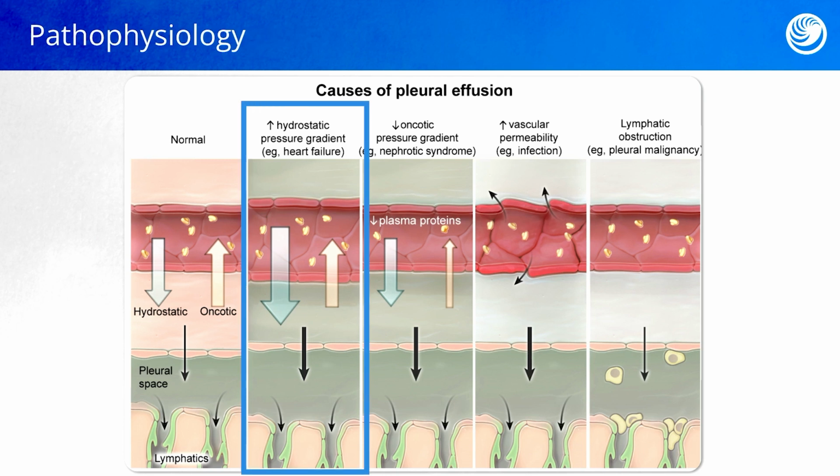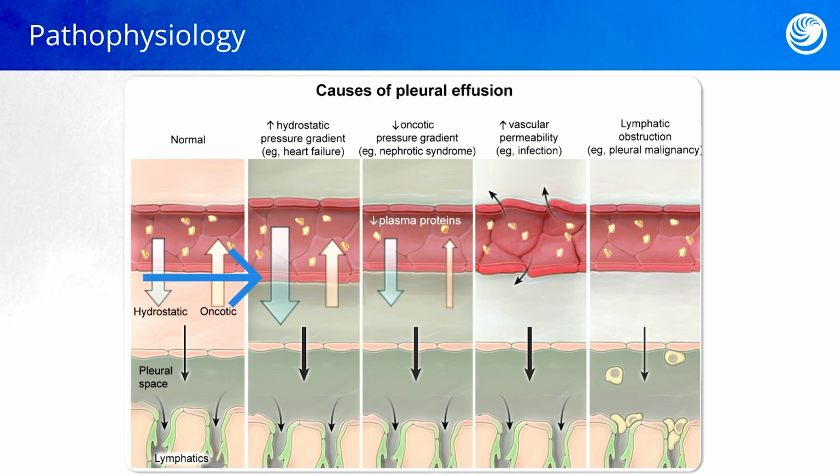The second section of this image shows us how pleural effusion can develop when we have an increase in hydrostatic pressure, such as when we have fluid retention from heart failure. Excess fluid within the capillaries will increase pressure against the blood vessel wall and overwhelm normal oncotic pressure, leading to an increase in fluid within the pleural space.